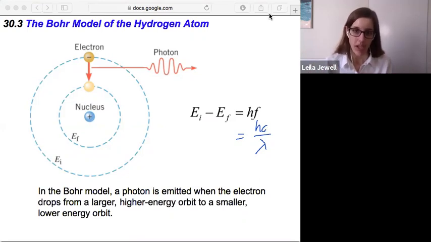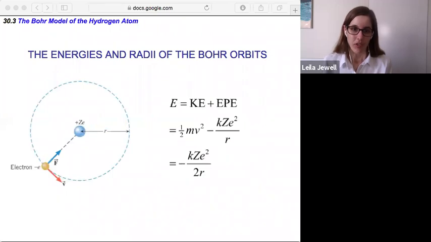So how do we get to this equation, and how does it relate to the line spectra? Well, there's a little bit of derivation to get there. So buckle up. Let's see how this goes. So first, we want to look at the energies and the radii of the Bohr orbits. The energy is going to be a combination of kinetic and potential energy. Kinetic energy is the classic 1/2 mv squared.